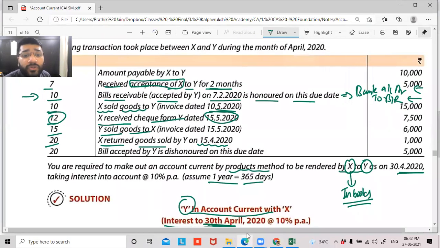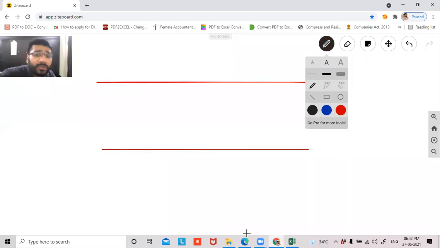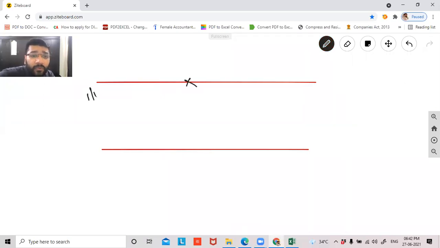Guys, X returned the goods sold by Y on 15th April 2020. So on 15th April 2020 the goods are sold. Let's say this is 1/4/2020, and this is 3/4/2020. This purchase has happened, guys. The purchase has happened on 15th April 2020.